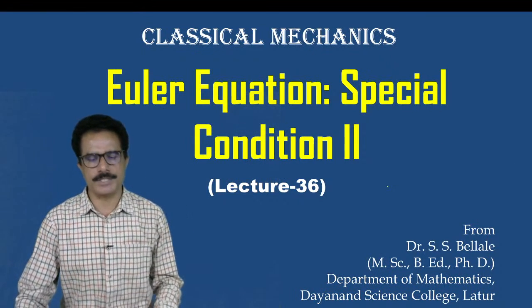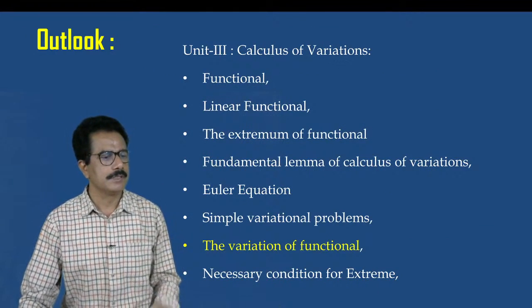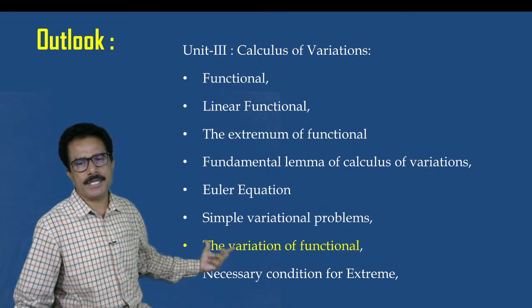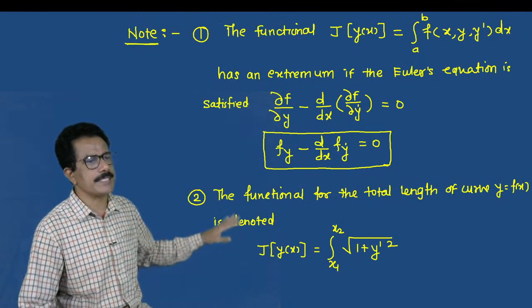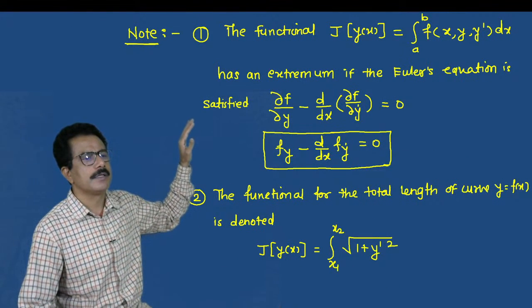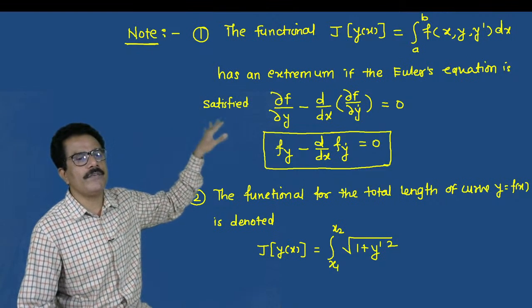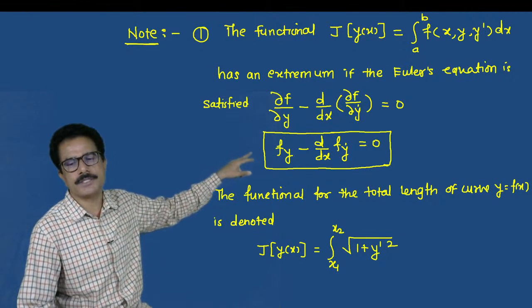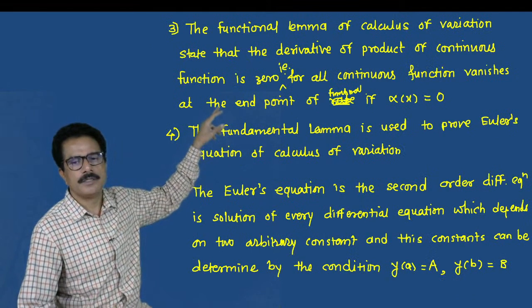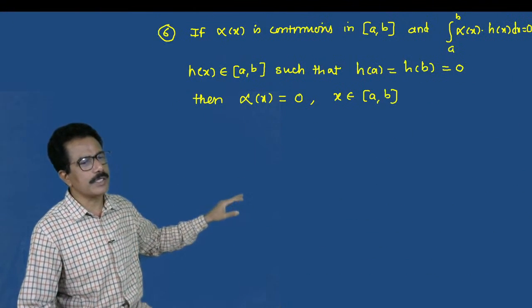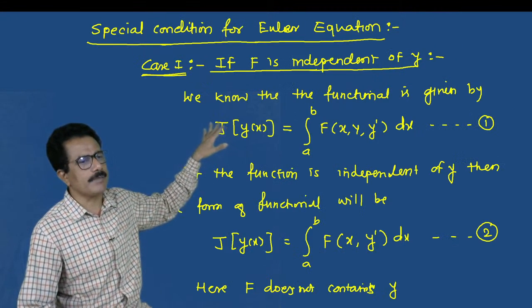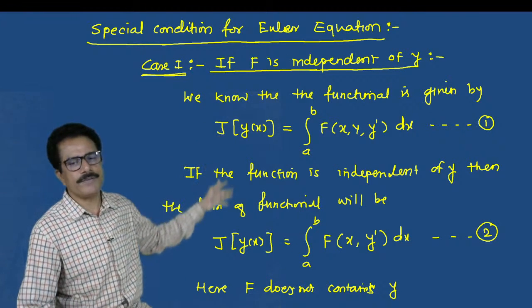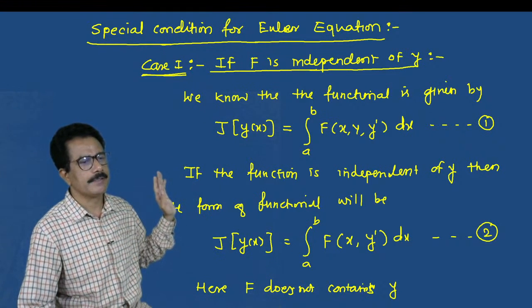Example, actually we have to discuss the example based on the variational calculus. That means we have to study the problems based on this. The functional J of y of x is equal to the integral from a to b. This is the Euler's equation. These are the no remarks conditions. This is the fundamental theorem of calculus, and this is the first case which we have studied. Now today we shall solve the problems based on this.